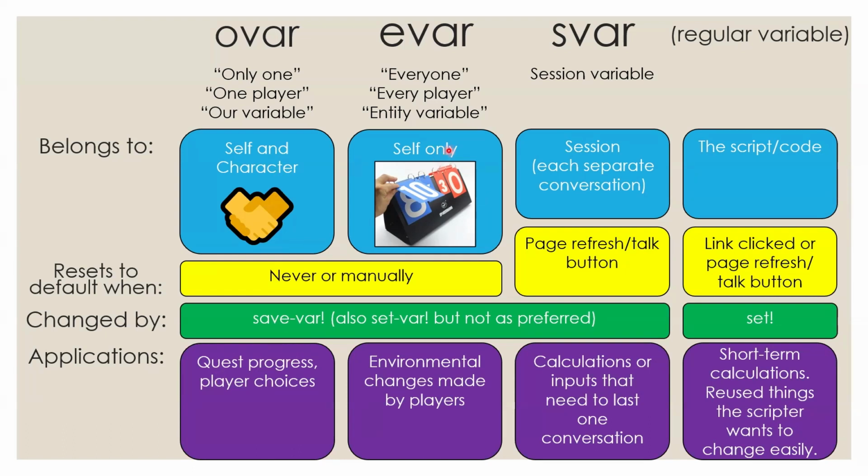character. The other version is the evar, the everyone, every player or the entity variable. And you can think of it more like a scorecard for a game. It's good for storing environmental changes made by the players because it's unique to that NPC droid or module that it belongs to, whereas ovar is unique to each player.